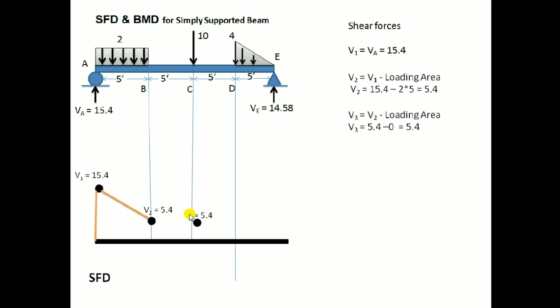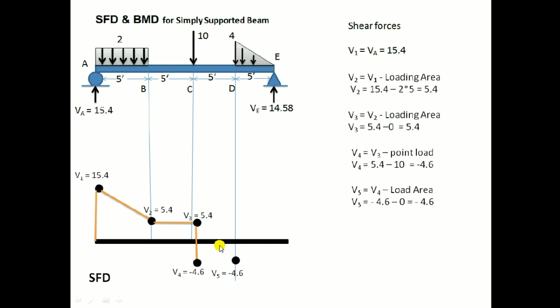And this is V3. No loading area is between B and C, so 0 loading area between B and C, and V3 is equal to V2 because no shear force is changing between B and C. And this is V4. Here the point load is acting downward, so subtract it from the previous shearing force. So we have subtracted it from the previous shearing force. This is minus 4.6, V4.